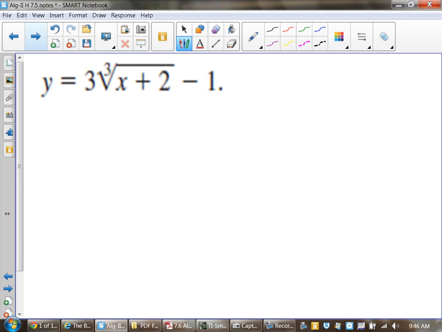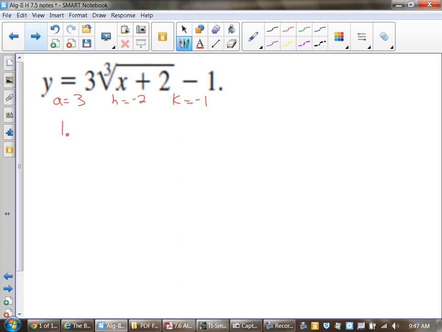If y equals 3 times the cube root of x plus 2 minus 1, when I start these problems out, I always want to go ahead and list out my a, h, and k so I don't forget. What's a? 3. What's h? Good. And the -1 is your k value. This is a cube root function, which means I'm going to use 1s, -1s, 0s, and an 8.